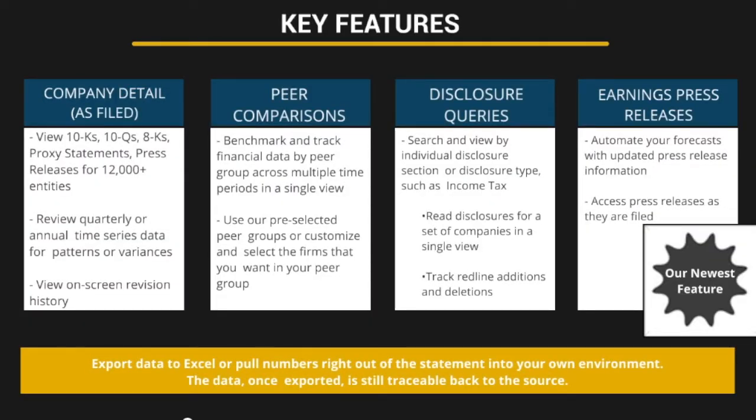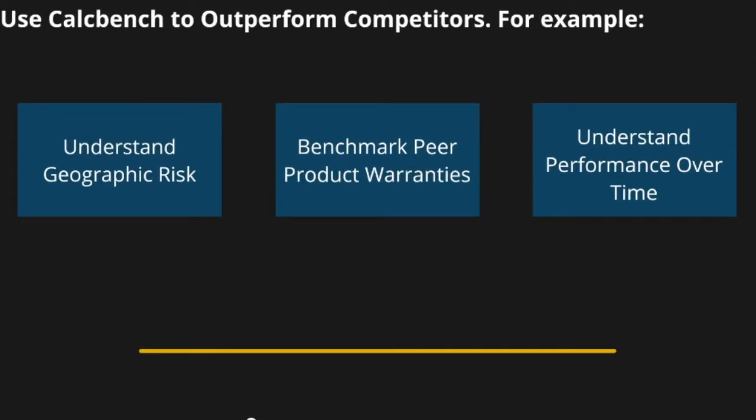In addition to unparalleled access to financial statements, Calcbench has dozens of unique features. View 10Ks, proxy statements, and more. Benchmark and track financial data by peer group. Analyze and track disclosure changes. And access press releases as they are filed. Plus, work directly in Excel and pull numbers right into your financial statements, all traceable back to the source. Let's look at some examples of how you can use Calcbench to outperform your competitors.